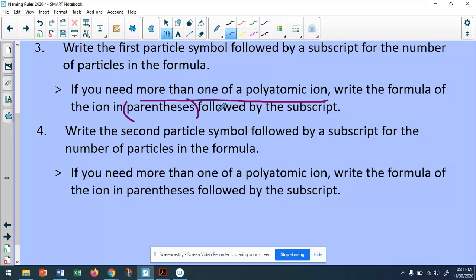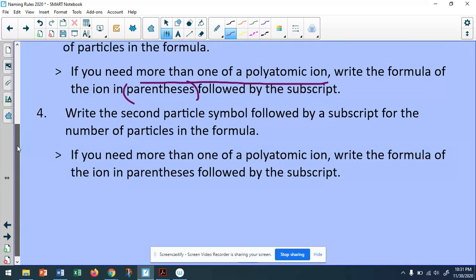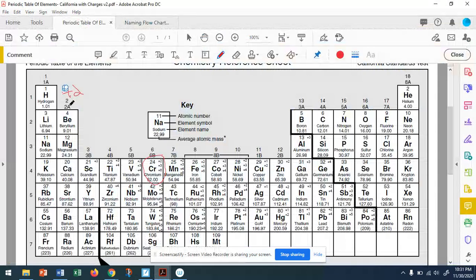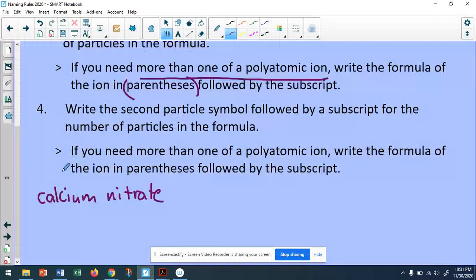If you do that and you don't write parentheses, you would end up kind of implying you need to split up the substance. So let's say that I was dealing with calcium nitrate. So calcium, based on our periodic table, is again in the +2. So +2, and my symbol is Ca.